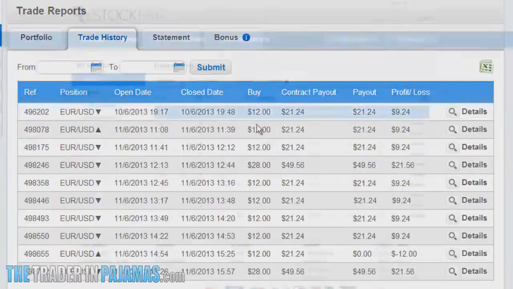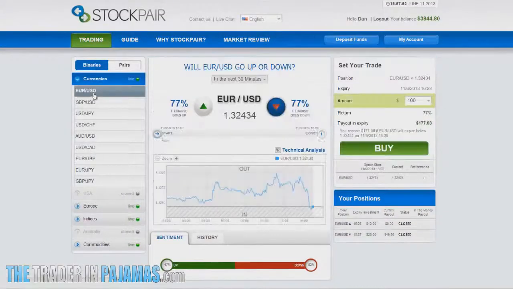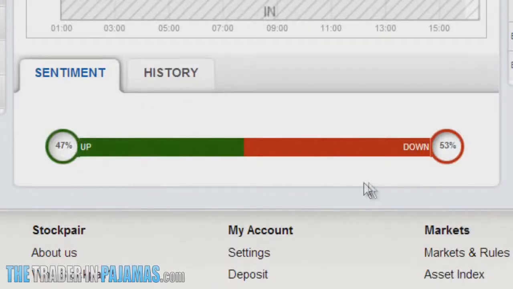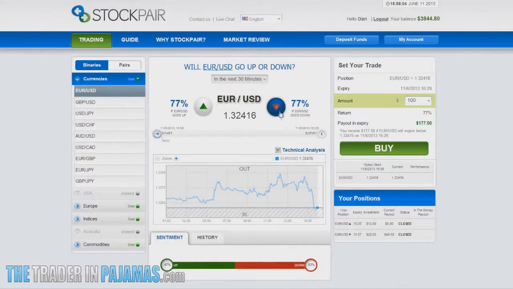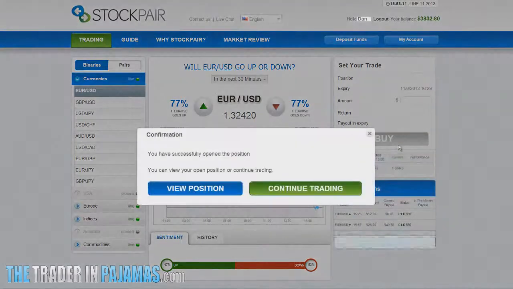So we'll click back up to the Trading tab. We'll select Euro USD. Look at the sentiment tool real quick. We see what direction most traders are trading. We've got a 47-53 split. So we'll click on the down put button and go with the direction of the traders. We'll enter the amount of $12. We'll click buy. We'll hit view position, and we're on to the next trade.